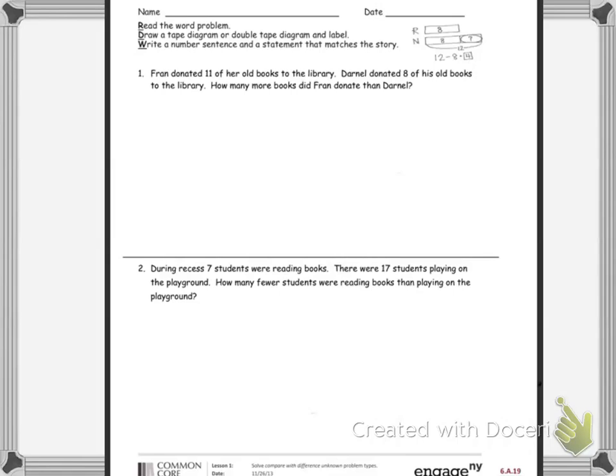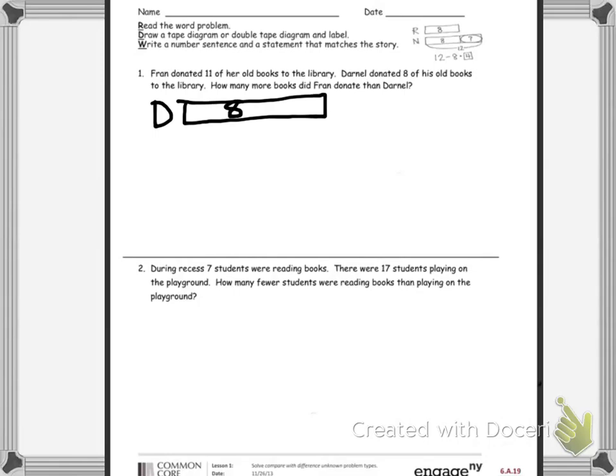Number 1 says, Fran donated 11 of her old books to the library. Darnell donated 8 of his old books to the library. How many more books did Fran donate than Darnell? We're going to start by drawing Darnell's books. So he donated 8. I'm going to write a D for Darnell and draw a tape diagram that shows his 8 books that he donated.